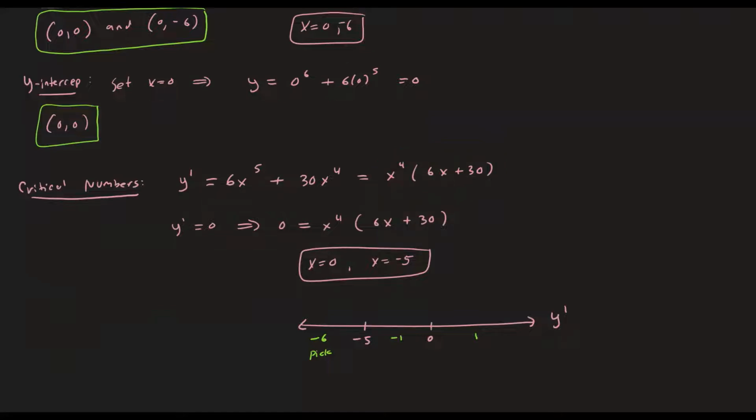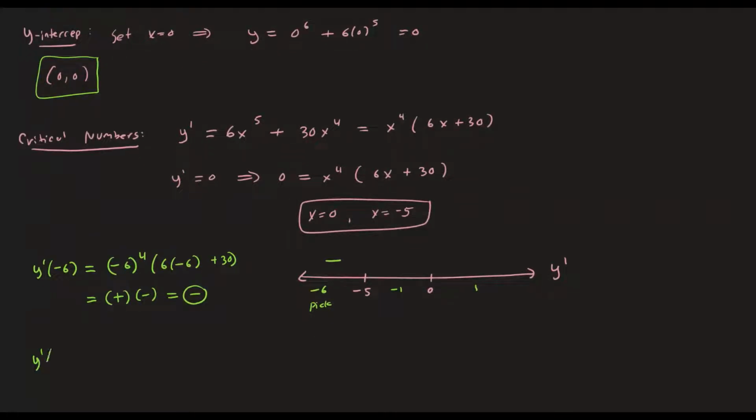So I have y prime at negative 6. That's going to be negative 6 to the 4th power times (6 times negative 6 plus 30). Now let's estimate. A number to the 4th power is always positive. And then negative 6 times 6 is a negative number, plus 30, that's going to be a negative number. So we get a negative sign for this interval. And you do the same thing for the rest.